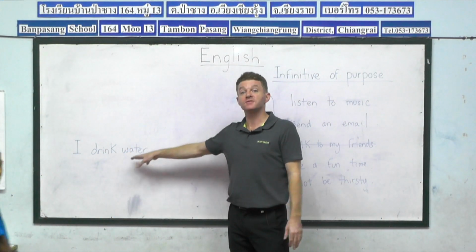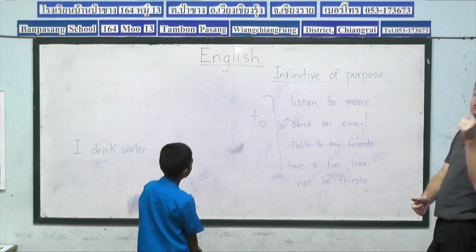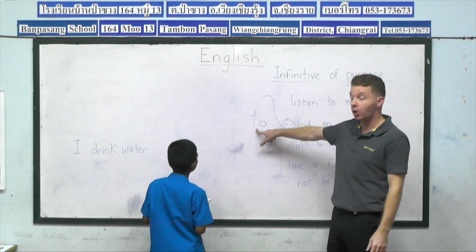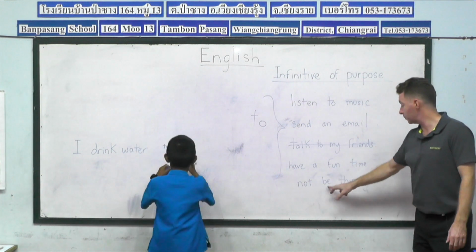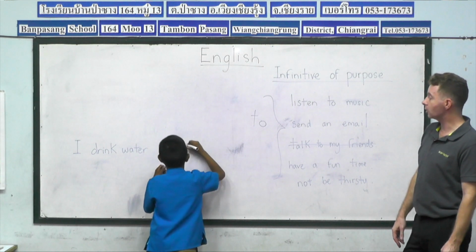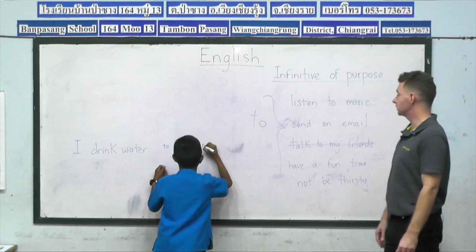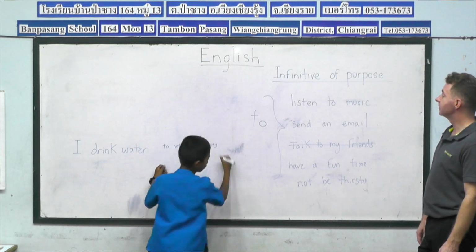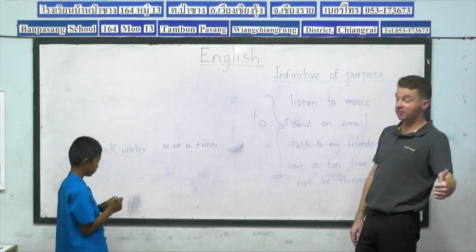So we have our short statement, I drink water. But why do we drink water, guys? To not be thirsty, correct. So Pat, what we need to do, always start with the word to. I drink water to not be thirsty. And don't forget your full stop. Always at the end, guys, we end with the full stop. Correct. Perfect. Pat's done it very well.